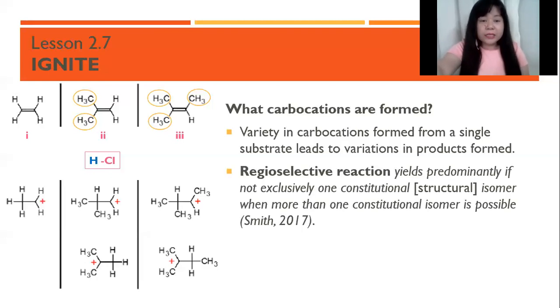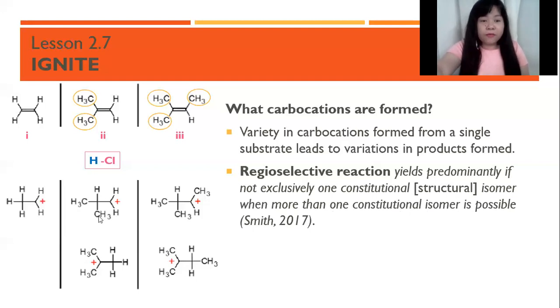Now, these different carbocations being formed give us an idea that we have a regioselective reaction. This happens when a reaction yields predominantly, if not exclusively, one isomer when more than one constitutional isomer is possible.